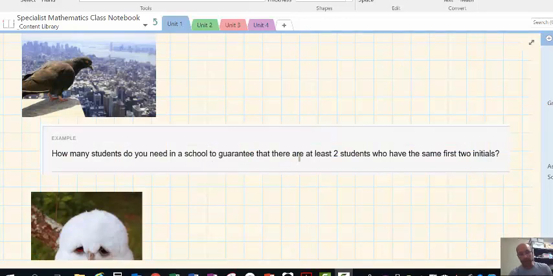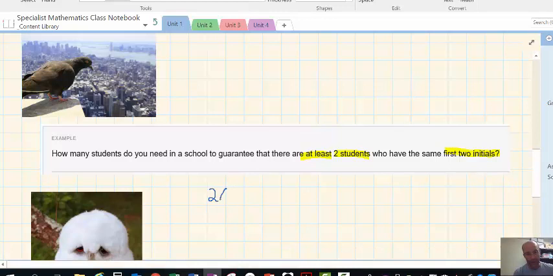How many students do you need in a school to guarantee that there are at least 2 students who have the same first 2 initials? We've got 26 letters in the alphabet, and we've got the first two initials, so 26 for the first and 26 for the second. That's an AND, which means multiply, the multiplication principle. Calculating that, we get 676.